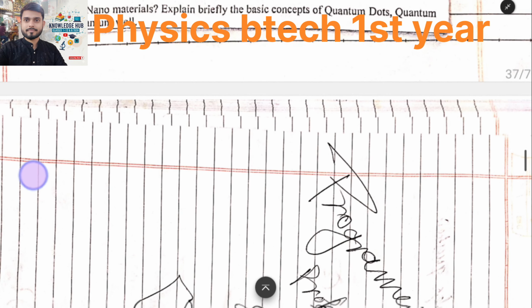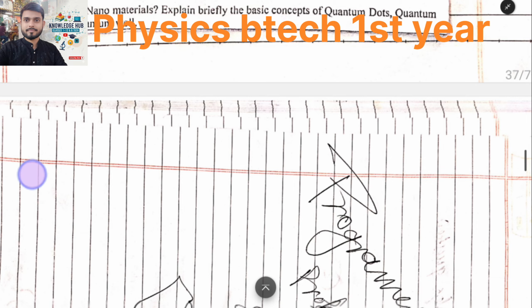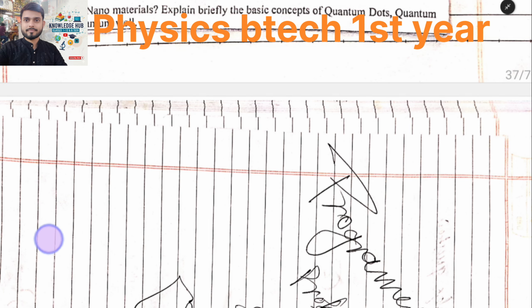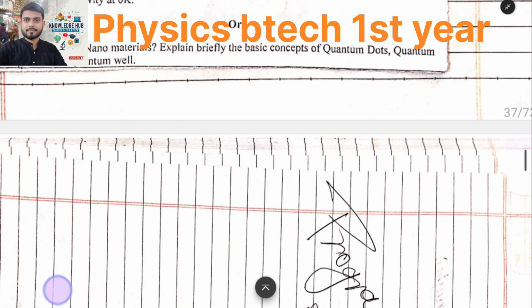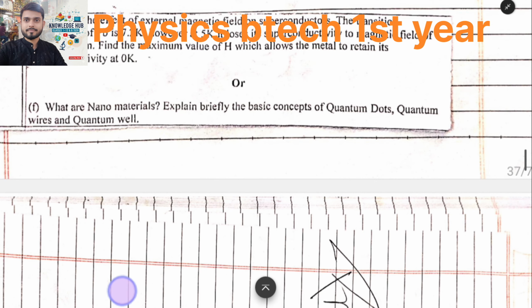The second one is what is a nanomaterial? Explain briefly the basic concept of quantum dot, quantum wire and quantum well.